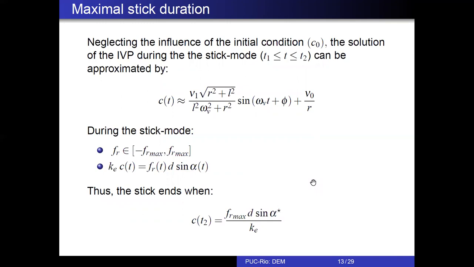If we neglect the influence of the initial condition t0, the solution of the initial value problem can be approximated by this expression. Recalling the conditions to have a stick, we discovered that the stick will end when the current reaches this value. Then it is possible to discover T2, the instant of the end of a stick. This way, we know an upper bound for the stick duration.